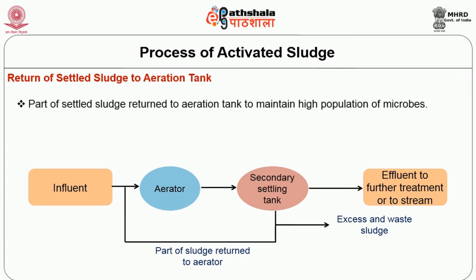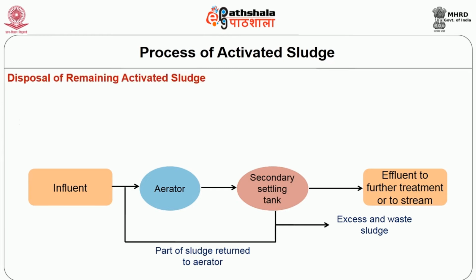So, part of the sludge which comes out of this process is returned to the aeration tank to maintain the high population of microbes. This portion of floc which is returned is called the return sludge. The fifth step is the disposal of the remaining activated sludge.